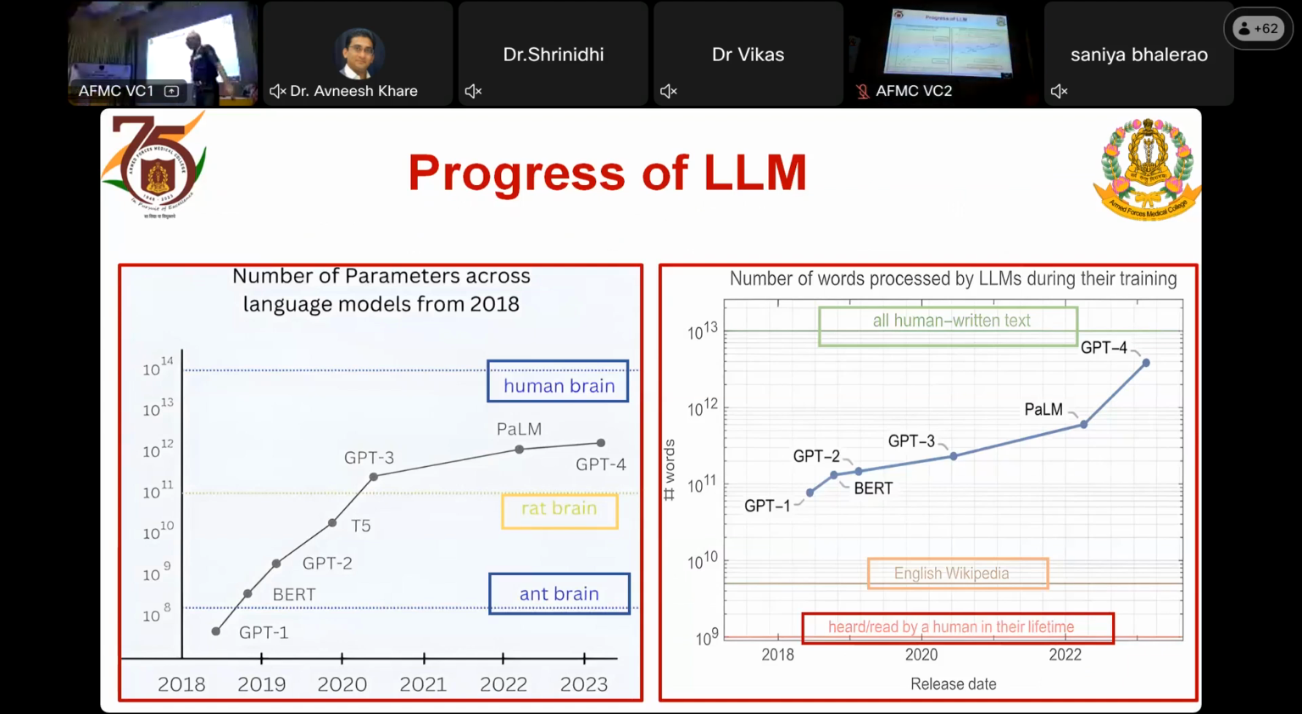This, ladies and gentlemen, I would request you to pay a lot of attention. This is, I would say, the crux of what I want to talk about. So when GPT-1 started from here, it had some 10 to the power 5 or 6 parameters, right? An ant's brain had about 10 to the power 8 parameters. So it was inferior to the ant's brain when it started off. Over a period of time, GPT-4 now has around 10 to the power 12 parameters, which is still less than the human brain, which is supposed to be around 10 to the power 14.